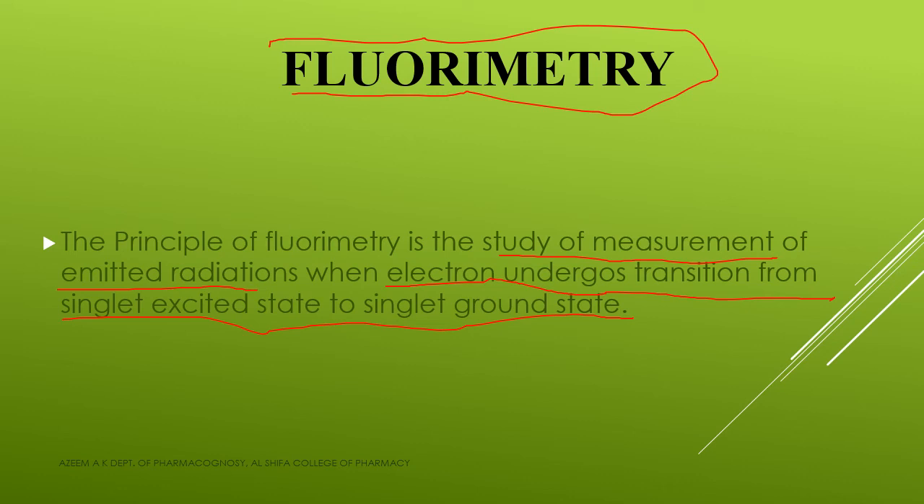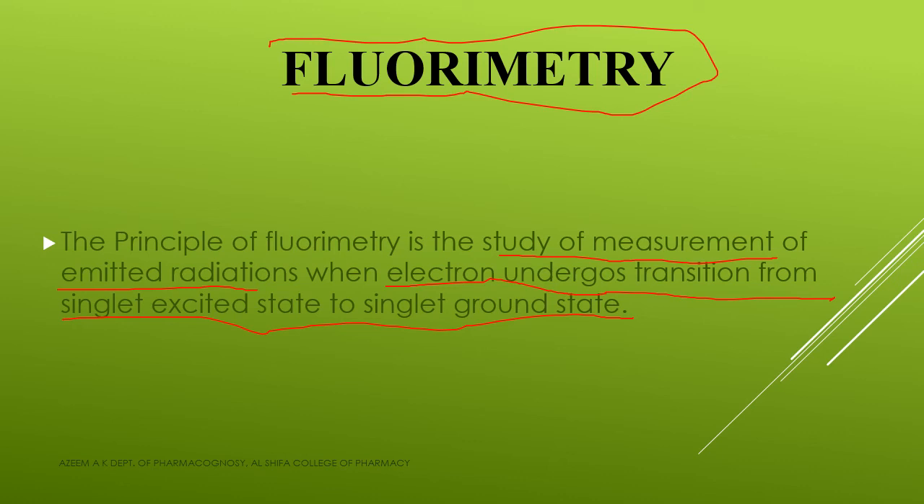After some time, it will be returning back to the ground state. You must have studied all these things. So one of them is what is applied as the principle of fluorimetry. Clear? So the principle of fluorimetry is the study of measurement of emitted radiation when electrons undergo transition from singlet excited state to singlet ground state.